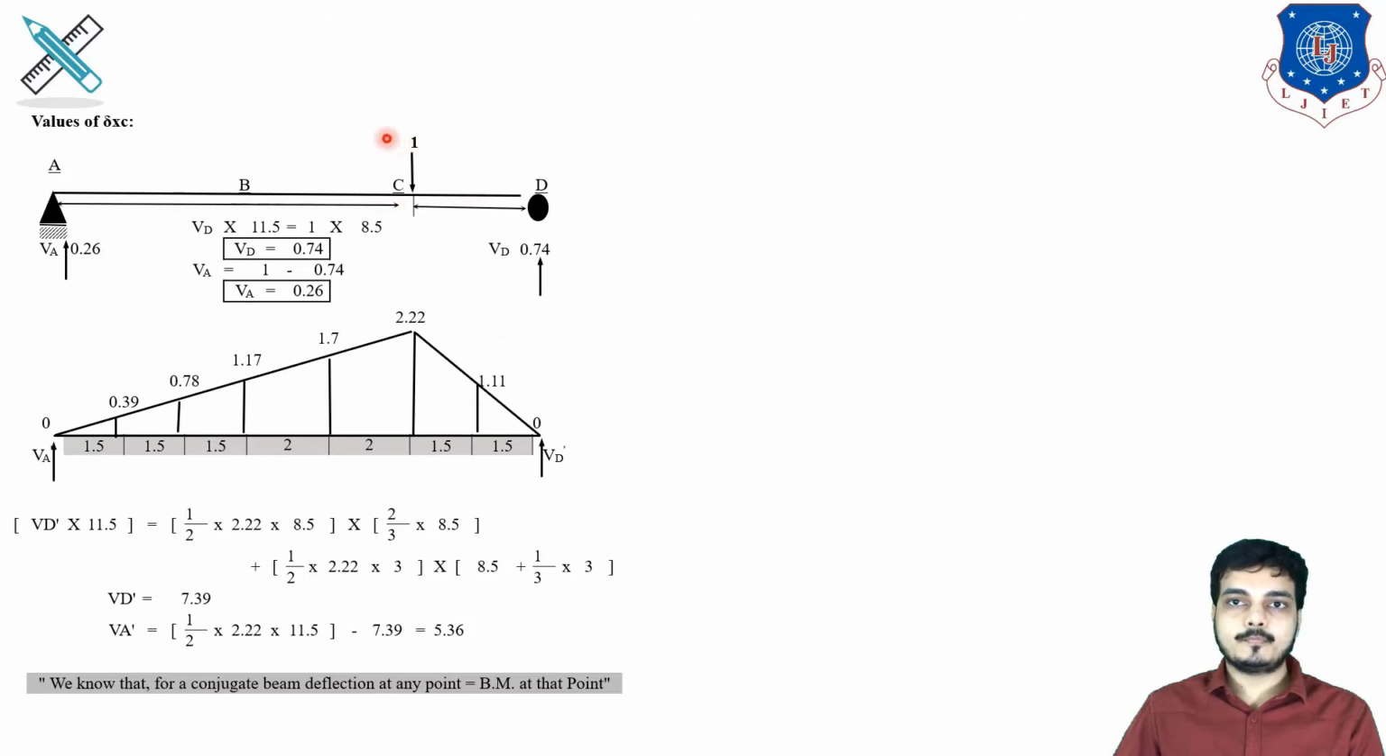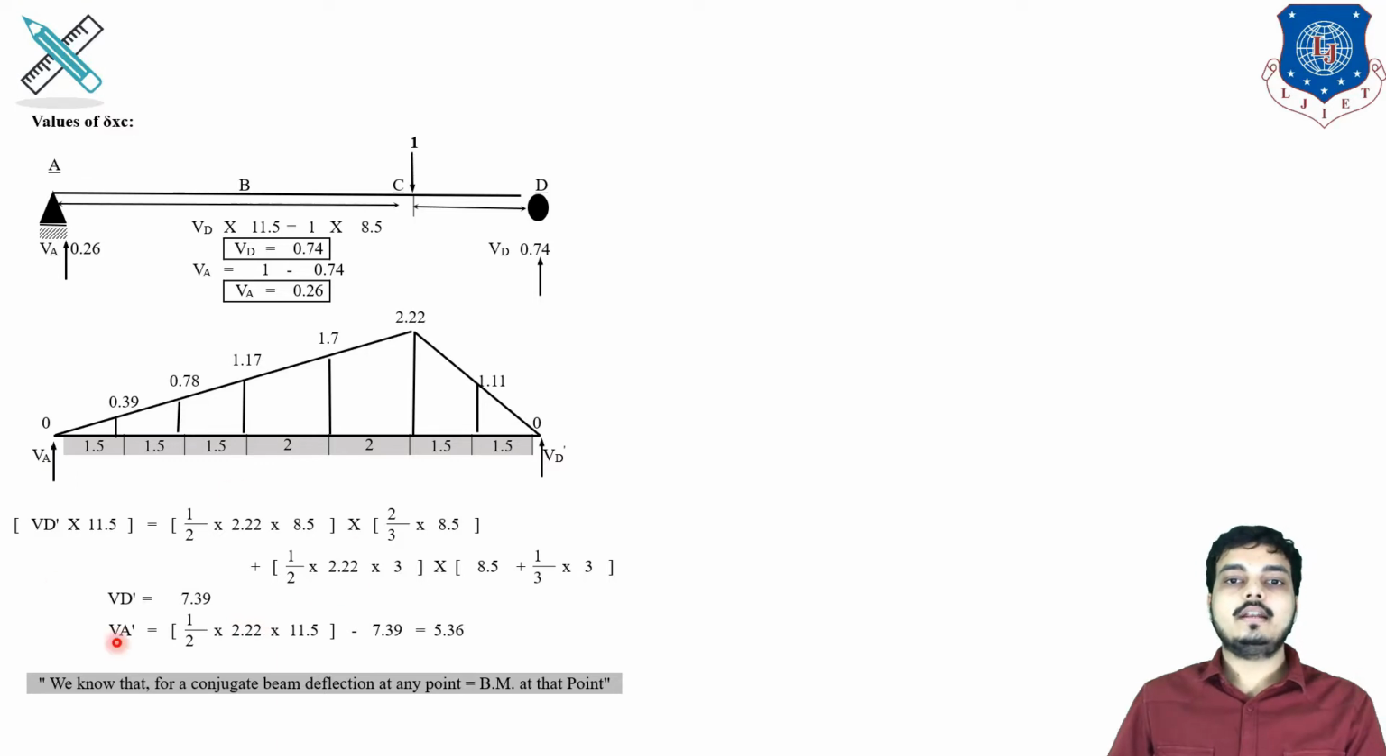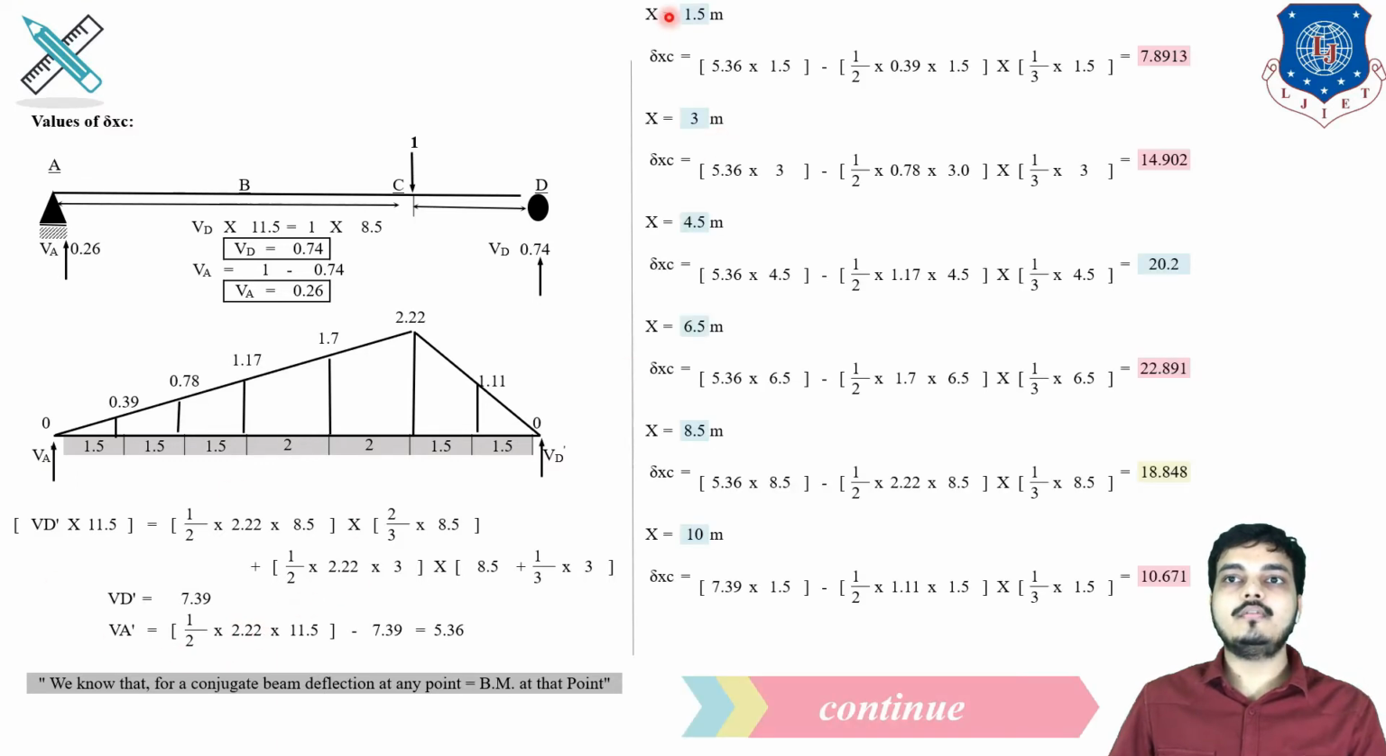Now we will be placing the unit load at C and finding VA and VD. With the help of VA and VD, we will be drawing this bending moment diagram. And then with the help of this bending moment diagram, we will again be finding VA dash and VD dash. So after finding VA dash and VD dash, we will be finding delta XC. C stands for point load at C. So the same distances as given.